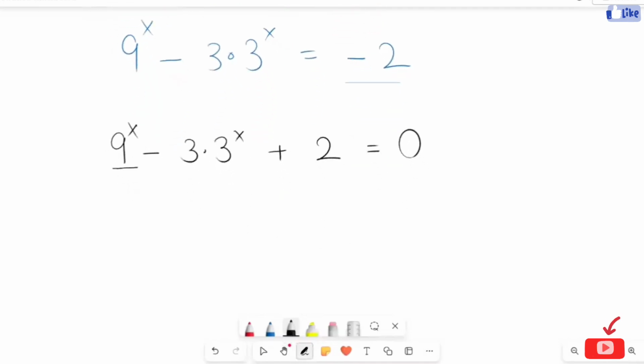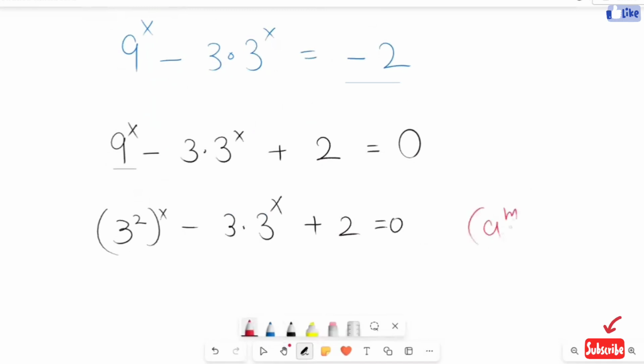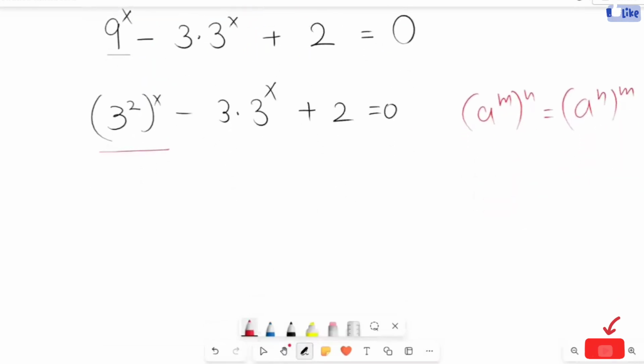Next, I am going to change this 9 into the form of a power, so 3 to the power of 2, raised to the power x, minus 3 times 3^x plus 2 is equal to 0. Now here I am going to use the exponential rule in which we exchange the powers, so I'm going to apply it here. It will turn to (3^x) squared minus 3 times 3^x plus 2 is equal to 0.